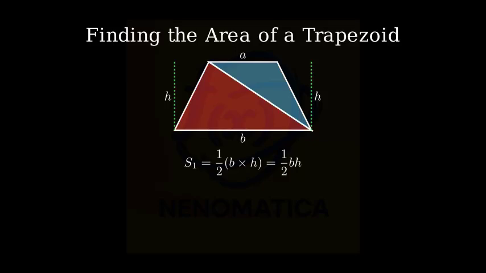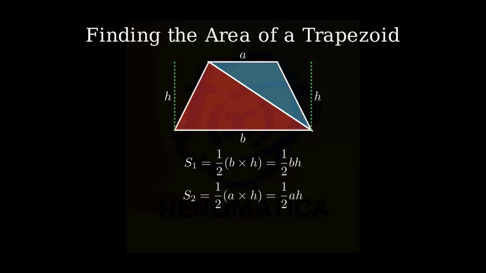Next, let's calculate the area of the blue triangle. Similarly, we use the formula for the area of a triangle. For the blue triangle, the base is a and the height is h. So the area of the blue triangle is S2 equals 1/2 times a times h, which equals 1/2 ah.